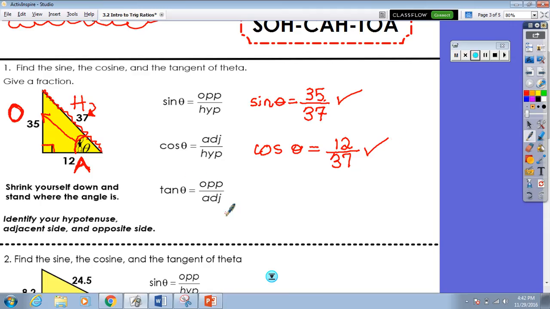Alright, now we're going to set up and do tangent. So tangent of theta equals opposite over adjacent. So which one was opposite? 35.